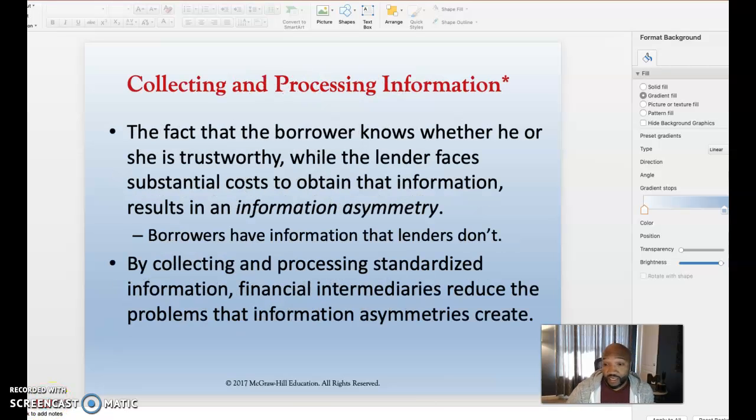Looking at slide 17, much of your activity this week comes from this concept of collecting and processing information, and this concept of information asymmetry, and we'll break this down a bit. Information asymmetry basically means that borrowers have information that lenders don't, and financial intermediaries are constantly trying to solve the problem of information asymmetry, and they do that by collecting and processing and standardizing information.